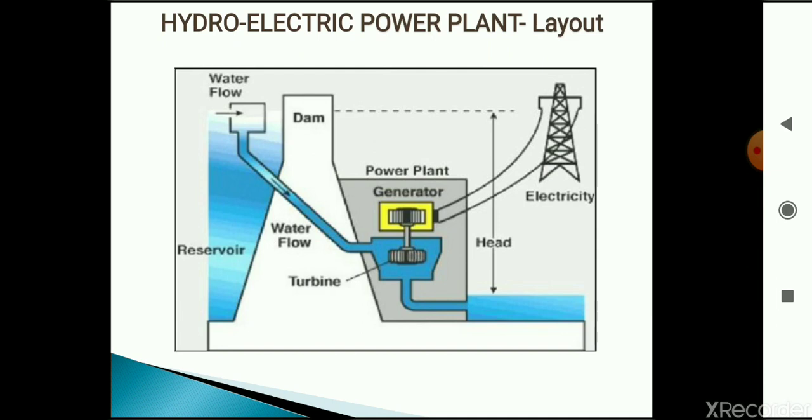Figure shows general layout of hydroelectric power plant. It shows important components like reservoir, dam, penstock which is used to carry water from the dam to the turbine, hydraulic turbine, then generator connected with the turbine, electric connection line to the main grid, and head available to the turbine.